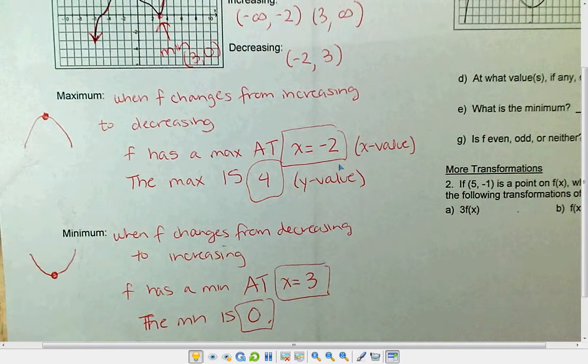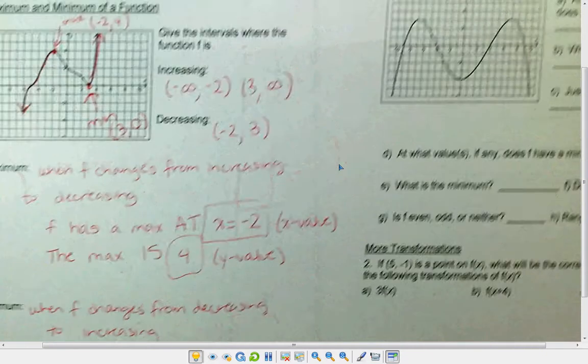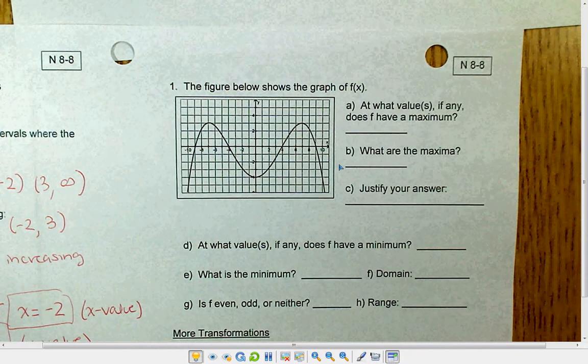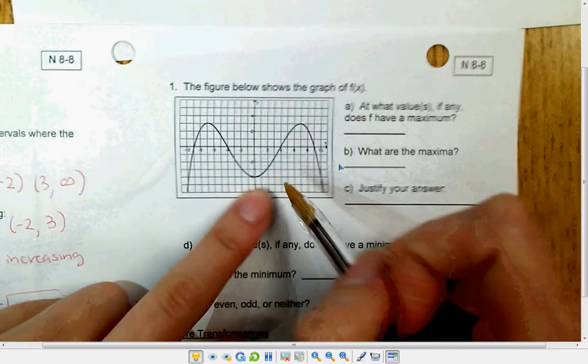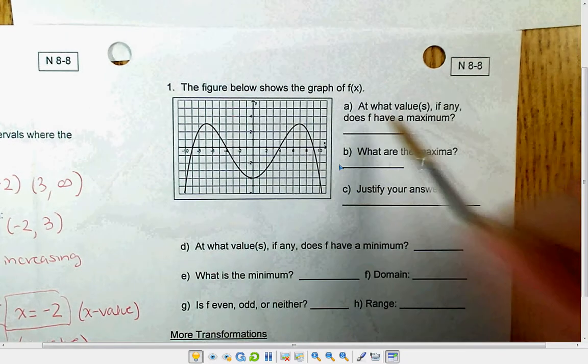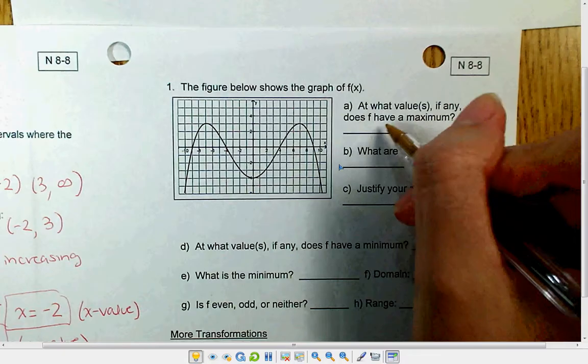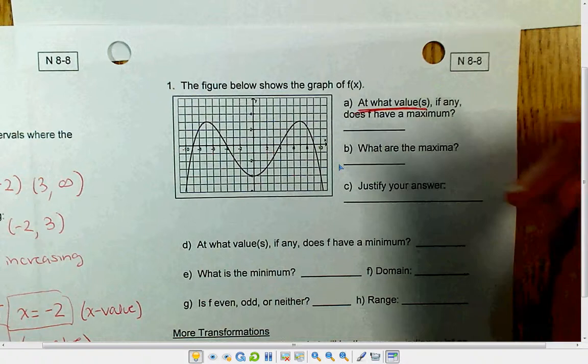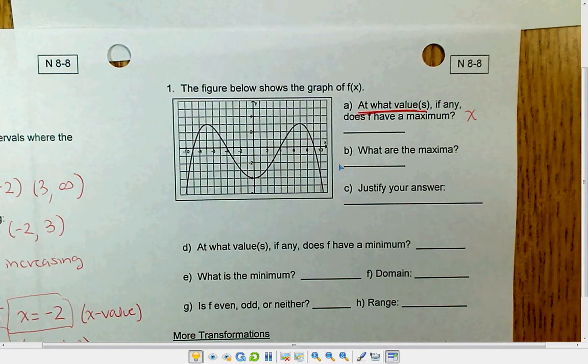Okay, so let's take a look at another problem. The figure below shows the graph of f of x. At what value, if any, does f have a maximum? So if it's asking you at what value, so where it is, this is asking you for your x value of your maximum. And there could be more than one.